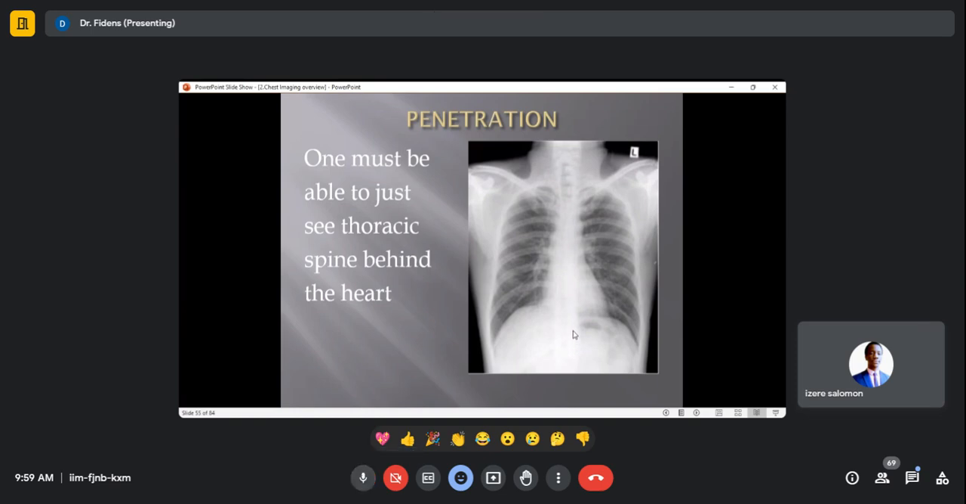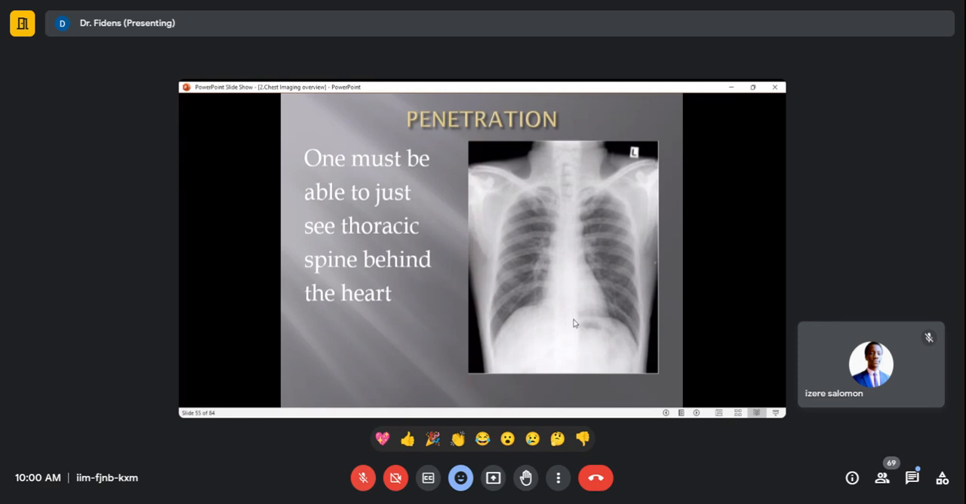Yes, faintly. But if I ask you to tell me about it, can you tell me the vertebral bodies? Are they normal? The vertebral spaces, are they okay? You can't tell. So that's a sign of a good penetration. Because you can see the spine, but not clearly. That's how we check for penetration.